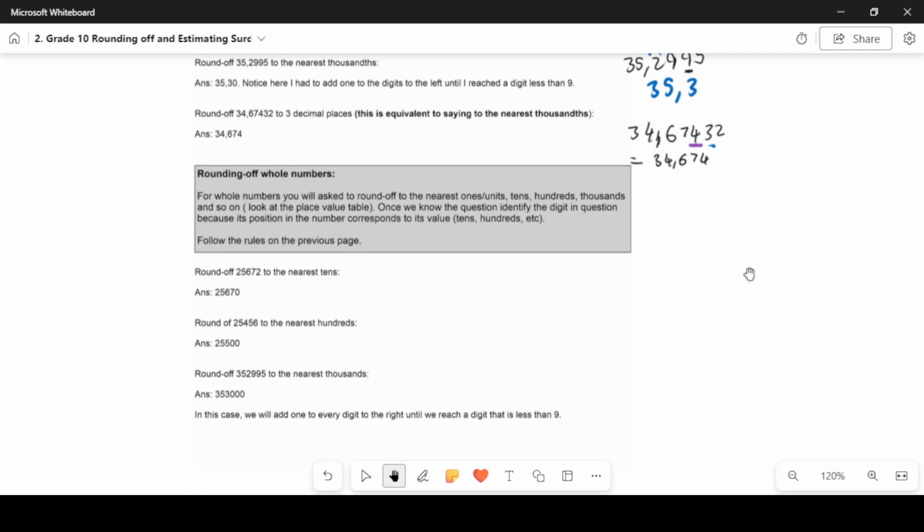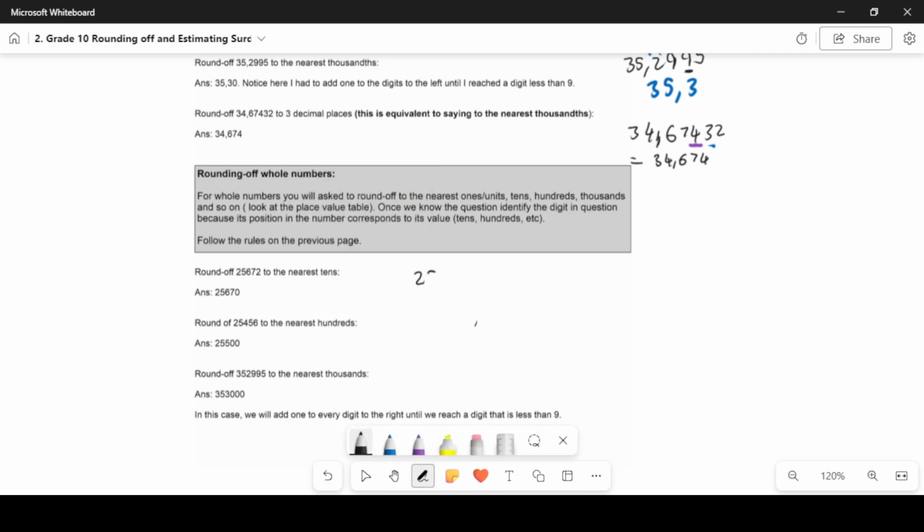Look at the place value table. Exactly as I created the distinction between the whole number part and the fractional part. Now we're focusing on the whole number part only. Once we identify the digit in question, then we can follow the rules from the previous page. So let's look here, right? Let's read here. Round up to the nearest tens.